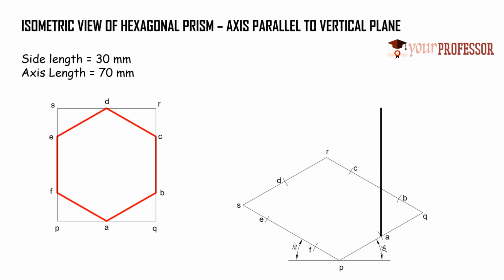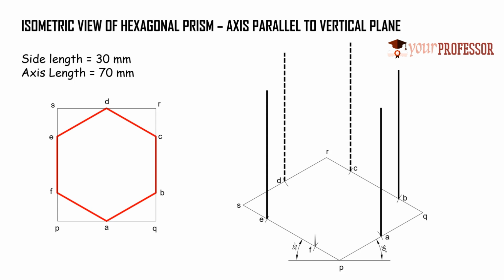Now draw a vertical line whose length is equal to 70 mm from A like that. Now we need to represent the same vertical line from the remaining points B, C, D, E, F, right? Let's draw. From B, draw a vertical line which is of the same length, nothing but the axis length 70 mm. From C, from D, from E and from F. Let's join the endpoints of these vertical lines. So now you can see a hexagonal shape here. So this is nothing but the top face of the hexagonal prism.